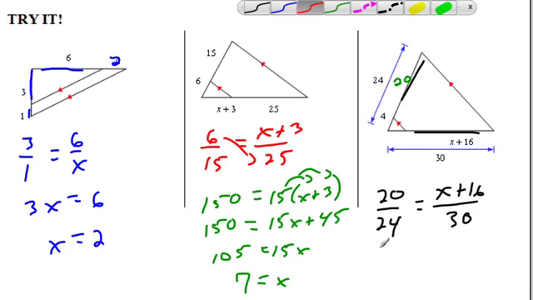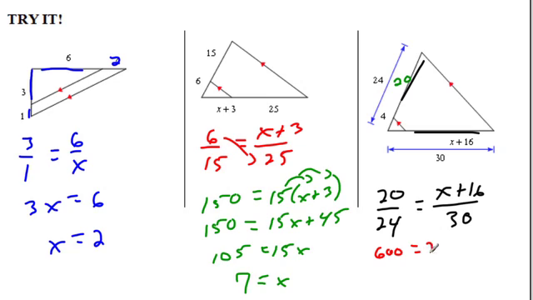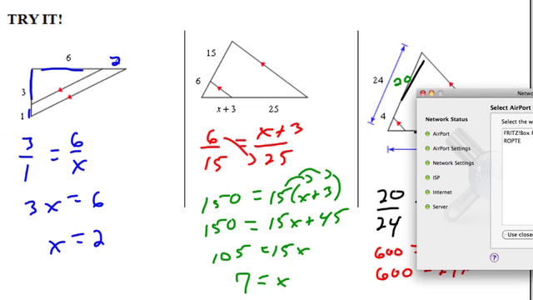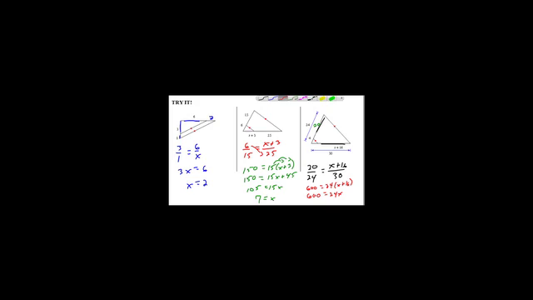So I'm going to say 20 times 30 is 600. Just be careful with your distribution here. If you can distribute, you're in business. So we're looking at 600 equals 24x plus 24 times 16. I don't know what that is off the top. Do I have a calculator? So 24 times 16 is 384. And then now just a matter of solving this. Subtract 384 from both sides, and we're looking at, what is that, 216?